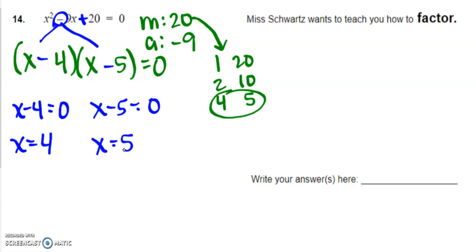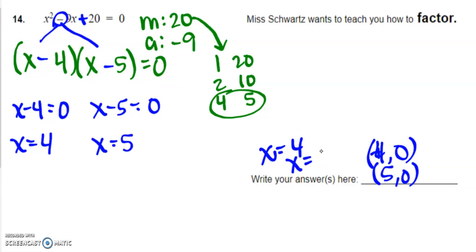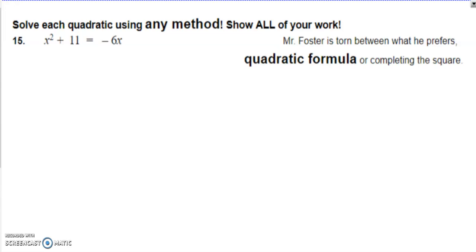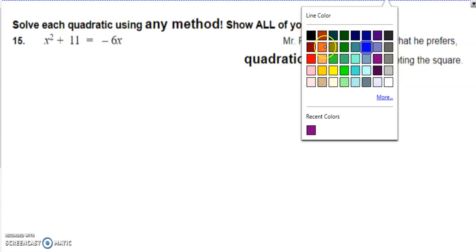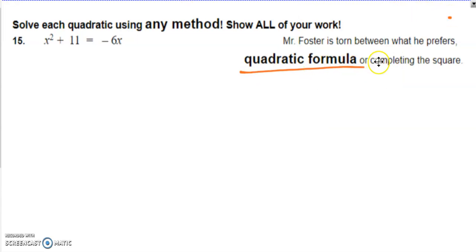Again, I can write them as coordinate points. 4 comma 0, or 5 comma 0, or I could just write x equals because the directions do not specify. Number 15. Again, you can use any method that you want, but here our suggested method for you would be to use the quadratic formula.